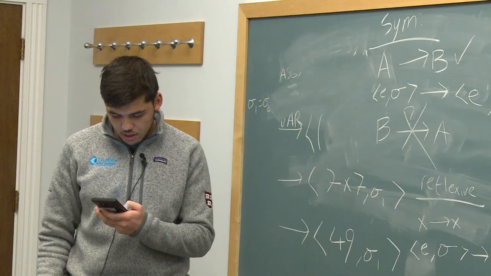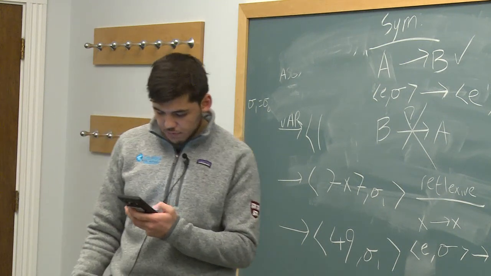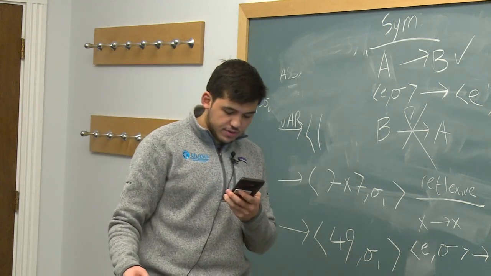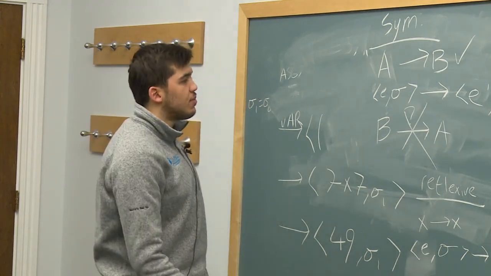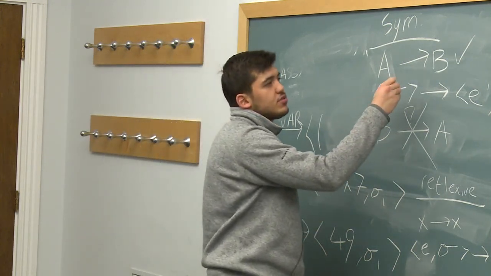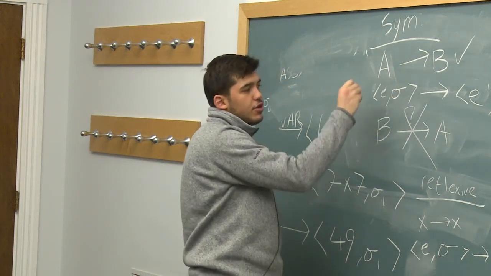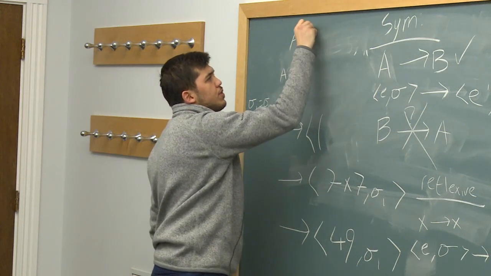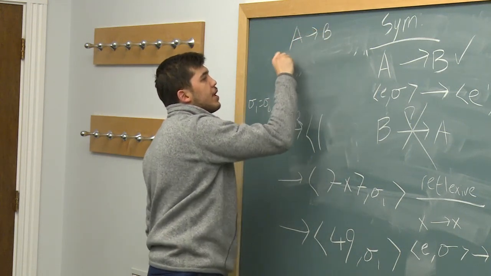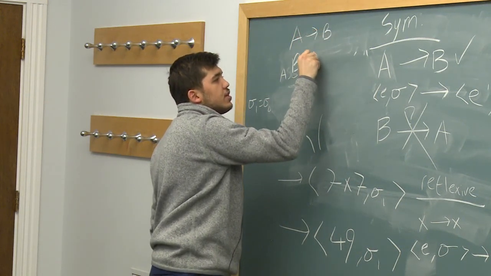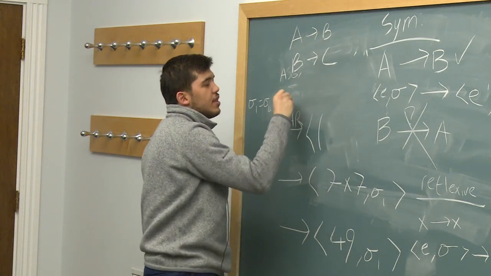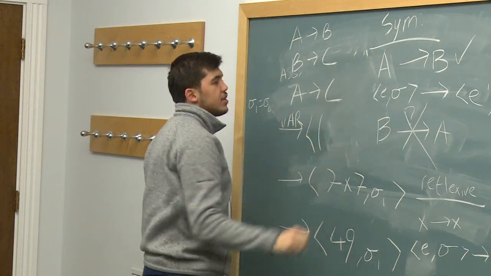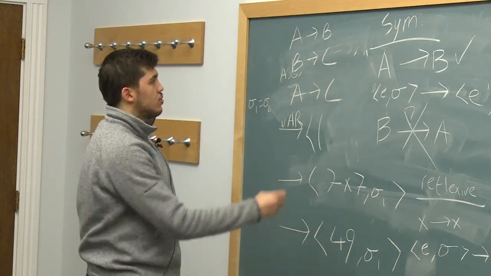Okay, for time purposes, let's just do transitive as well. The transitive property is similar to symmetric, but then you have a third configuration, let's say C. So if A goes to B, and B goes to C, then A can go to C, right?